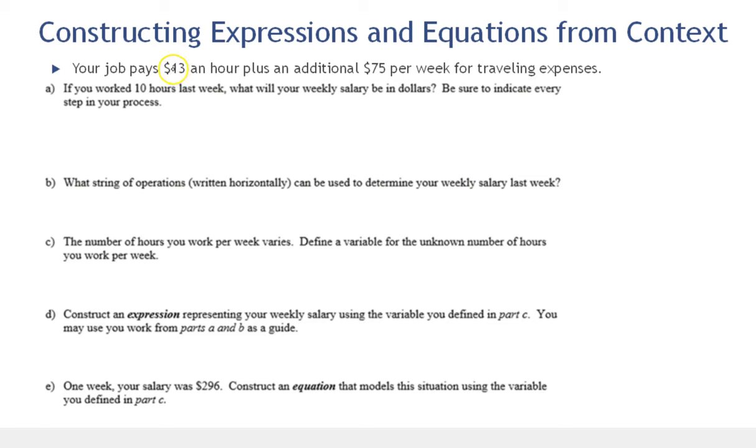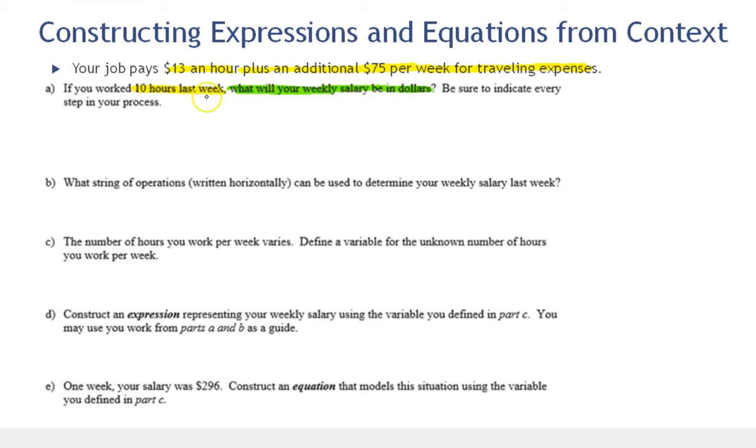Your job pays $13 an hour plus an additional $70 per week for traveling expenses. Now part A says, if you worked 10 hours last week, what will your weekly salary be in dollars? And I'm going to highlight our goal in green. Be sure to indicate every step in your process. Okay. So we're going to do this step by step.